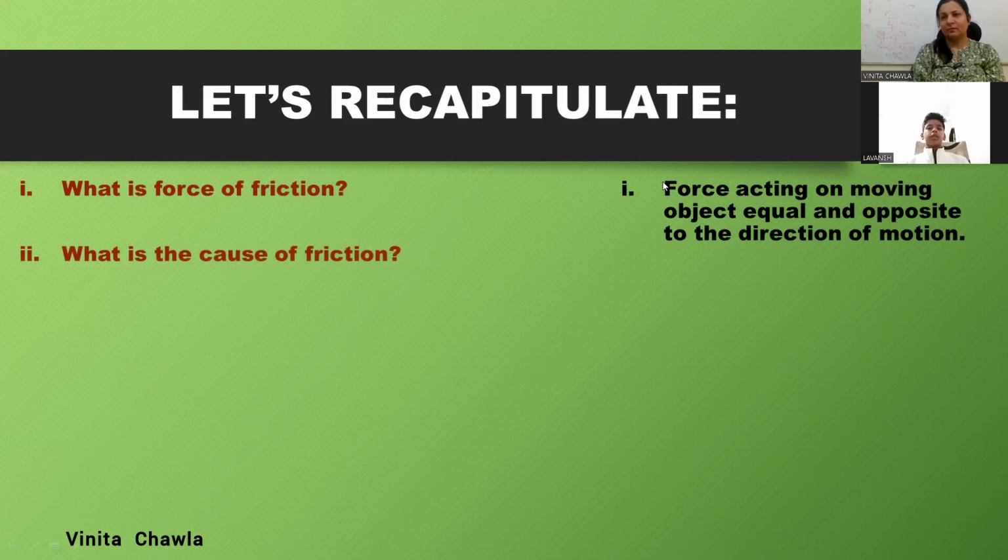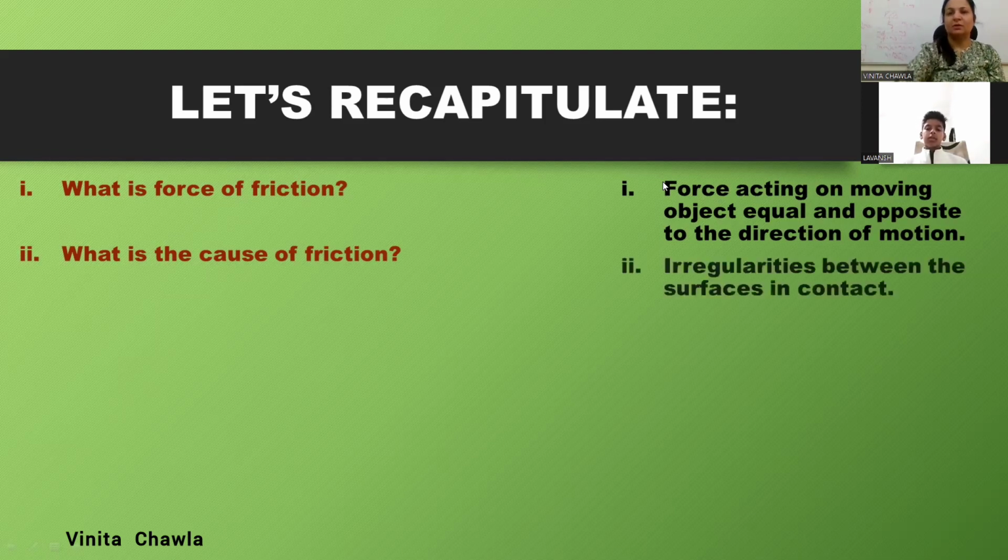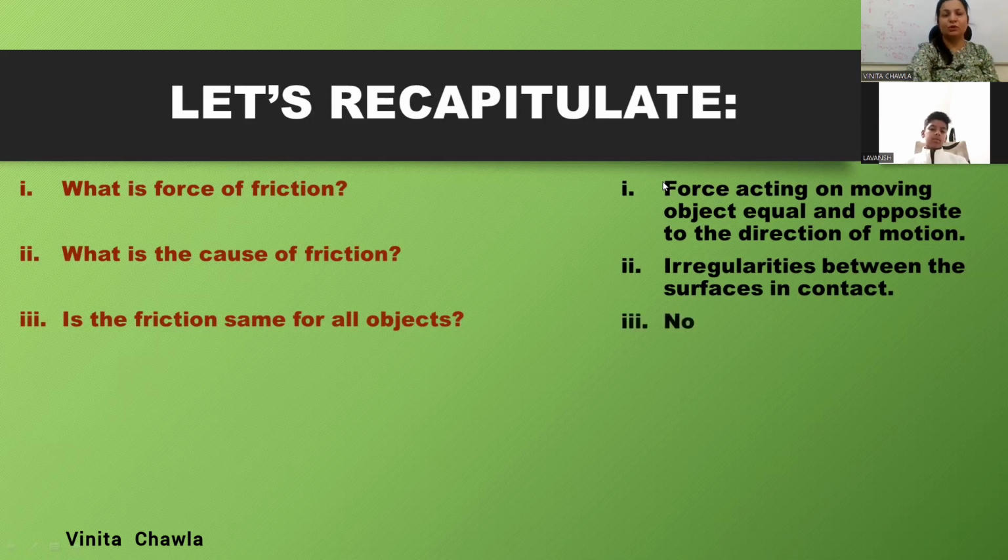Next question. What is the cause of friction? The cause of friction is irregularities between two surfaces in contact, which get interlocked. Is the friction the same for all objects? No, friction is different for different objects. It depends upon the nature of the surfaces, the nature of the object.